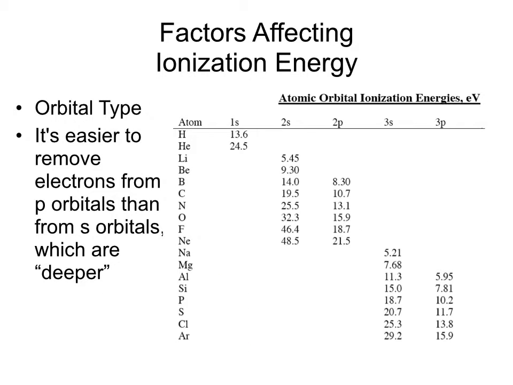But we know that it's not always quite so simple. The orbital type does play a role. It's much easier to remove electrons from p orbitals than it is from s orbitals, and that has to do with the shape. It turns out that s orbitals tend to be closer to the nucleus than the p orbitals do.